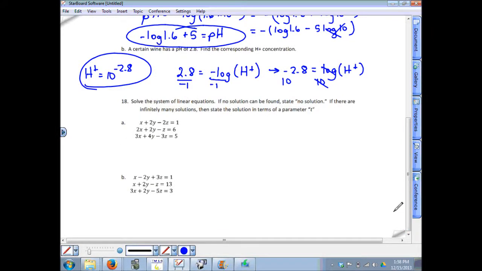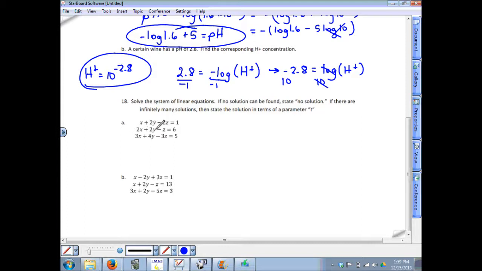Okay, question 18, part A and part B, we're solving systems of equations here involving 3 variables. The suggestion I made here is, if at all possible, try to avoid eliminating z as a first step, simply because if there are infinitely many solutions, then it makes parameterizing them a lot more difficult, at least according to convention.